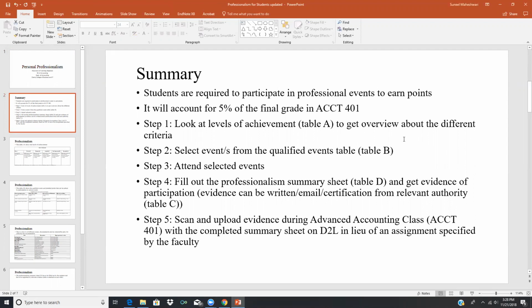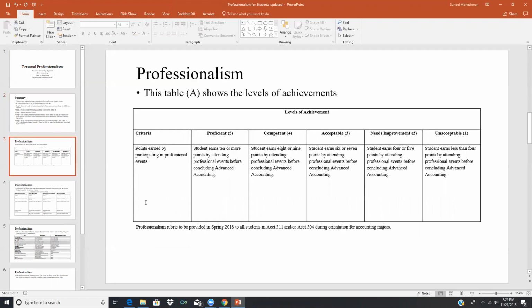The next table, table two, gives a list of qualified events, that is, the events that students can attend to get the points. They will also fill out a summary. For example, first is table A, which shows the level of achievements. If you look at the criteria: proficient, competent, acceptable, needs improvement, and unacceptable. And the gradings will correspond to these criteria.